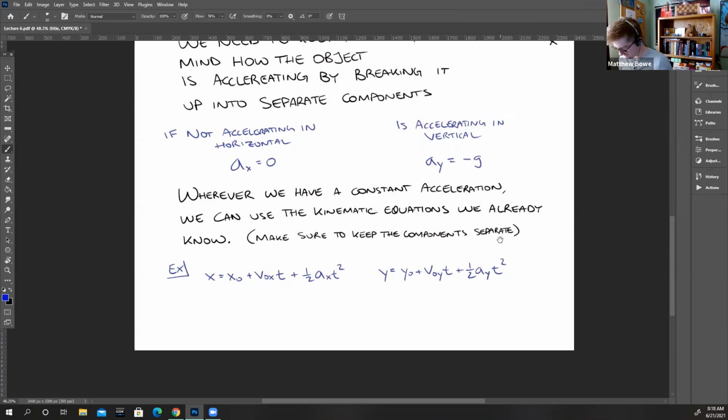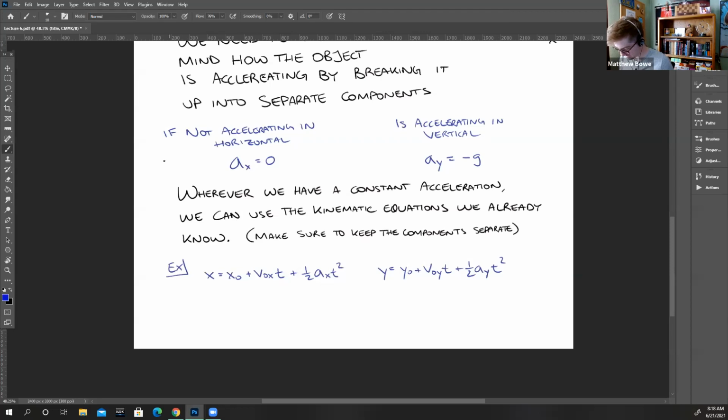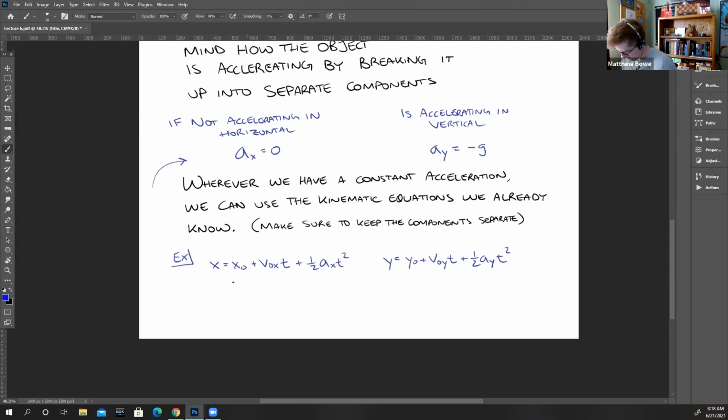So using what we've seen above, let's just insert these values into this equation. So for the x, horizontal components, the acceleration is 0. So that would mean this whole term right here goes to 0, and we're left with x equals x naught plus v naught x times time.